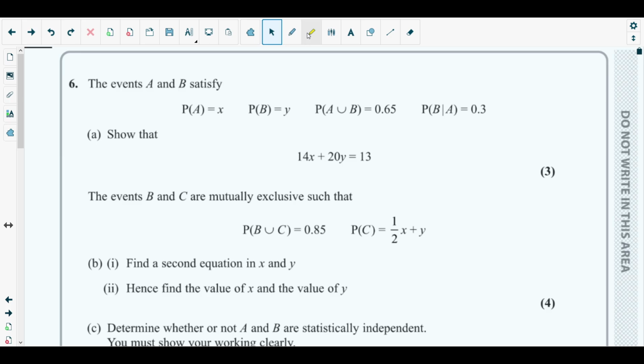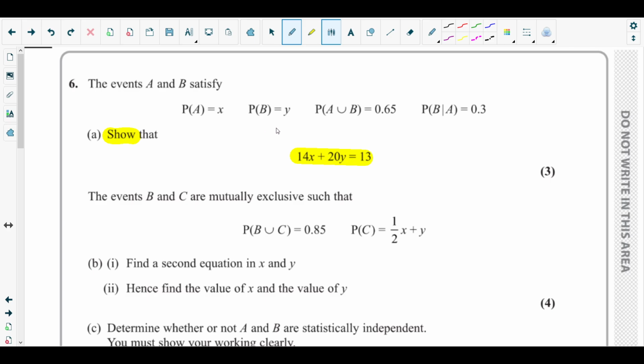The events A and B satisfy probability of A is x, probability of B is y, probability of A union B is 0.65, and probability of B given A is 0.3. These are the details given about this question. Part a asks us to show that 14x plus 20y equals 13. We need to show that 14x plus 20y is what? 13. So how can we start this?